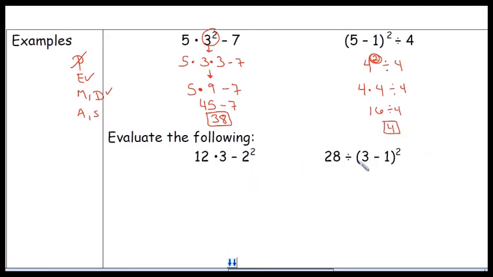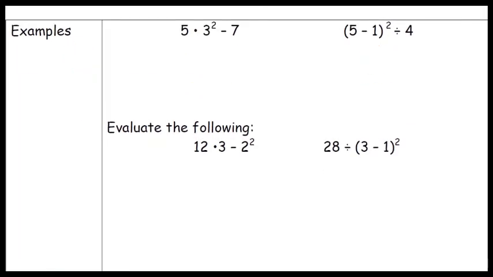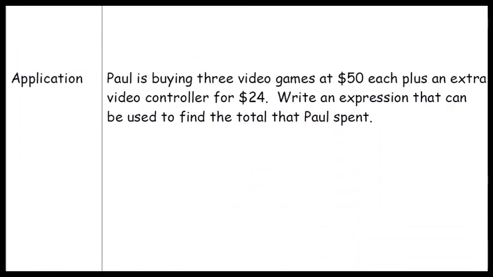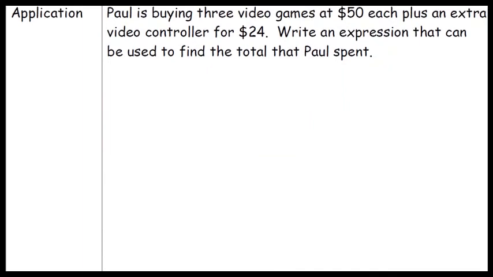Okay, your turn to do these two. And go ahead and push pause on the video if you need to do them, and then we can do this application problem together. Okay, the application problem says Paul is buying 3 video games at $50 each, plus an extra video controller for $24. Write an expression that can be used to find the total that Paul spent.